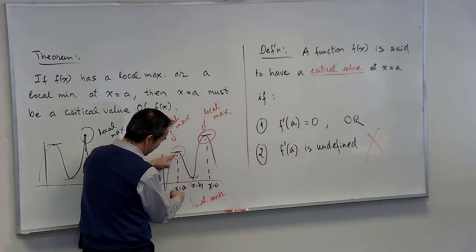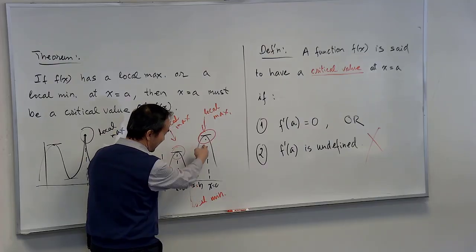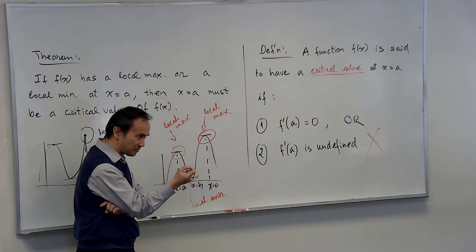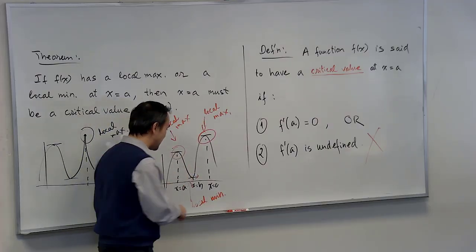Okay, so that is a critical value. That is also a critical value, and that is a critical value, right? So any critical value, just like what I said earlier, could be a maximum or it could be a minimum. But now how can I detect which?